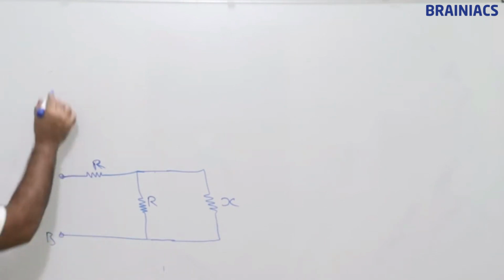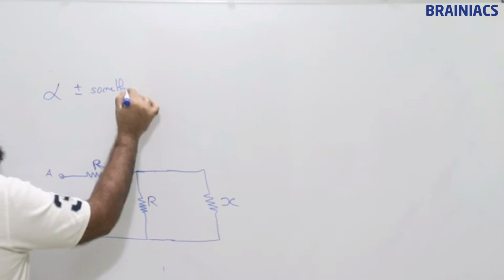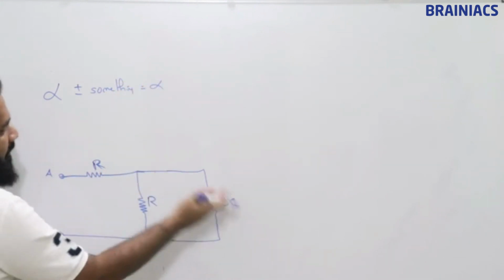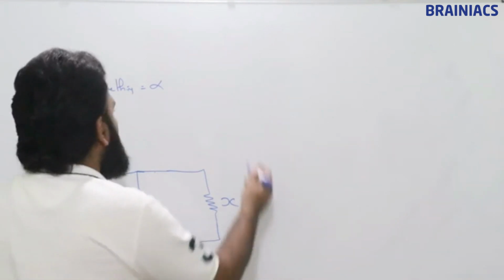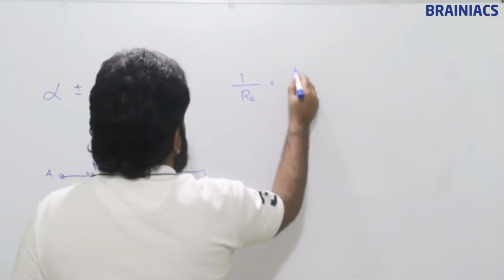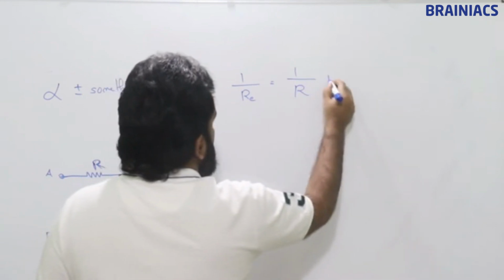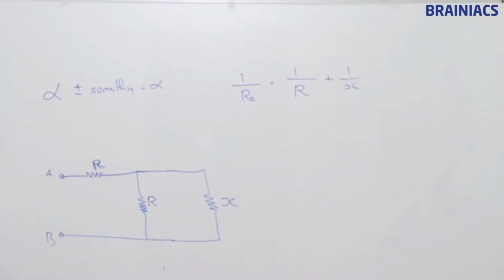Why? Because infinity plus or minus something is going to be infinity itself. So with X, whatever we add or delete, it is going to be X itself. Now what is the equivalent resistance? 1 by R equivalent is equal to, between this and this, 1 by R plus 1 by X. Correct or what?